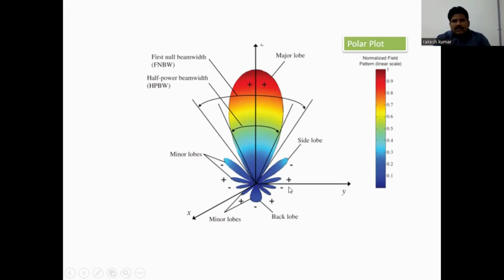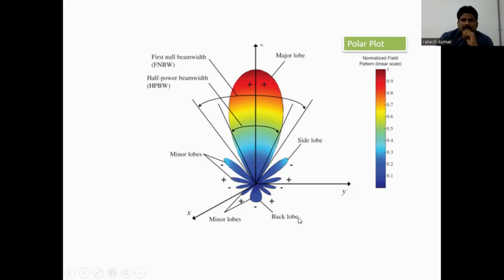And the other one is the back lobe. What is meant by back lobe? The lobe which is 180 degrees opposite to the major lobe, we call a back lobe. For example, this is the major lobe. Let us consider this is at theta equal to 0 degrees. So what is the exact opposite direction? This is theta equal to 180 degrees. The lobe which is exactly opposite to the major lobe, we call a back lobe.